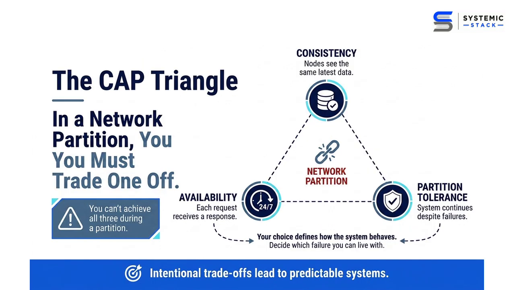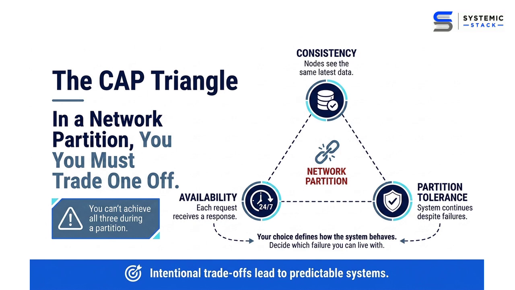The CAP triangle is basically the fundamental law of the distributed world, and it's the first thing an interviewer will look for when you're discussing scaling. It works by mapping out three competing goals: consistency, availability, and partition tolerance. Now here's the thing. While we want all three, the theorem proves that in the presence of a network partition, you have to trade one off.